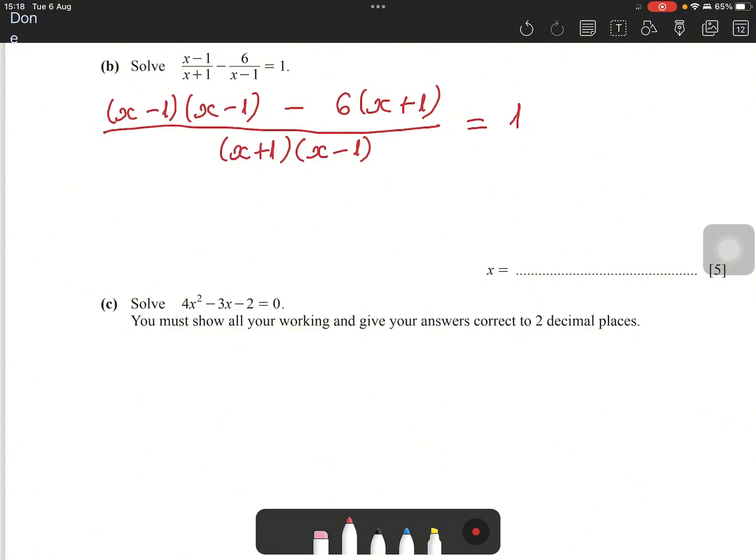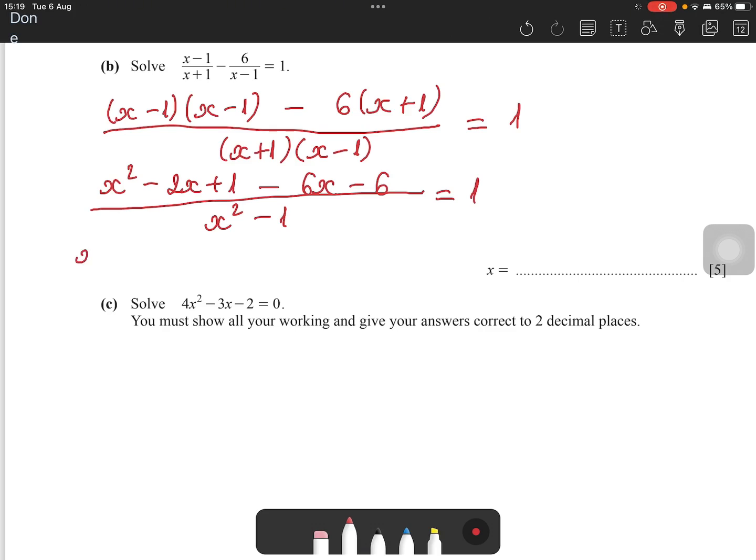For the numerator, x minus 1 times x minus 1 is x squared minus 2x plus 1, subtract 6x minus 6. And for the denominator, we have x plus 1 times x minus 1, which is x squared minus 1, equals 1. Now we cross multiply x squared minus 1 and 1. For the numerator, we still keep x squared minus 2x plus 1 minus 6x minus 6 equals x squared minus 1.